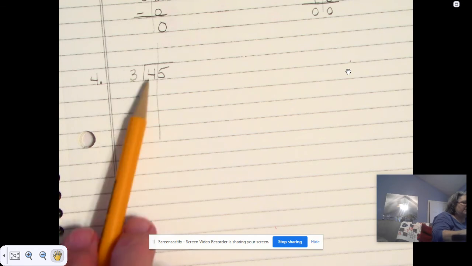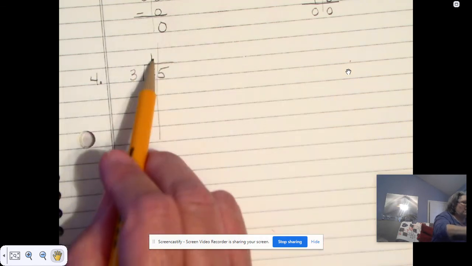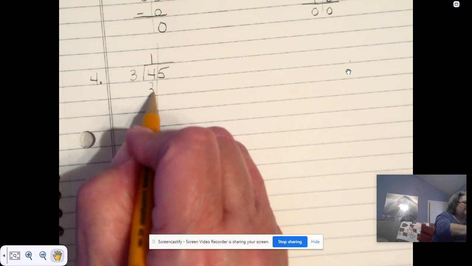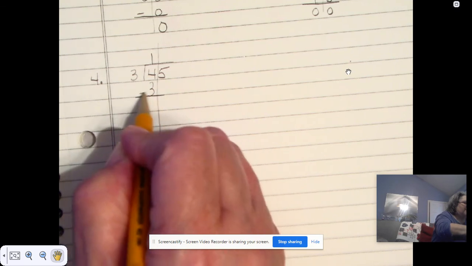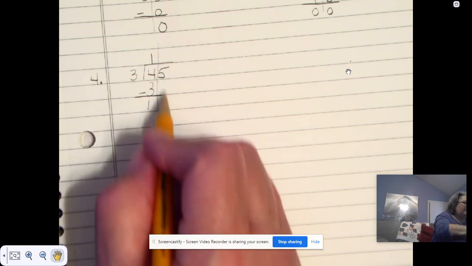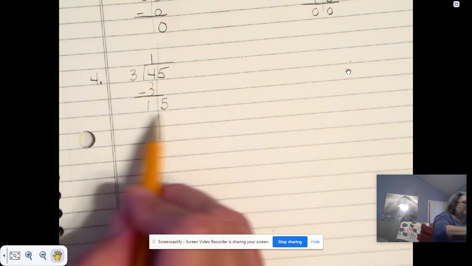3, how many groups of 3 go into 4? 1. 1 times 3 is 3, which we put right here. We draw our line and subtract. 4 minus 3 is 1. We bring down our 5. Now we're dealing with this.